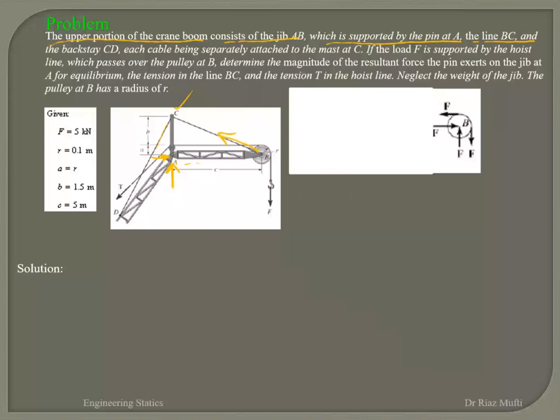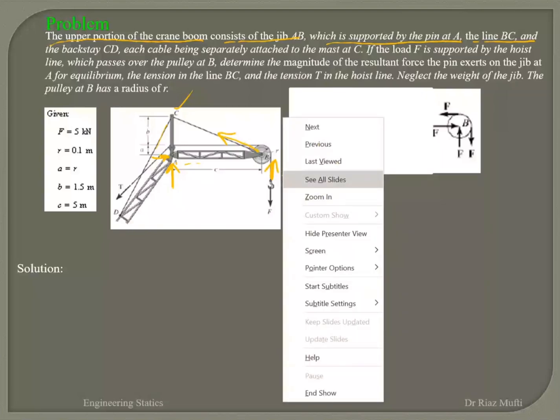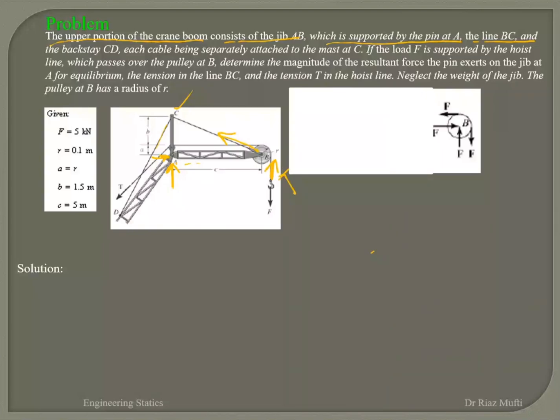And the tension T in the hoist line. So that's here, this one. Also the hoist line. I need to find the tension here. Neglect the weight of the jib. The pulley at B has a radius R. Interesting. So the radius here is R. The pulley has got a radius R.